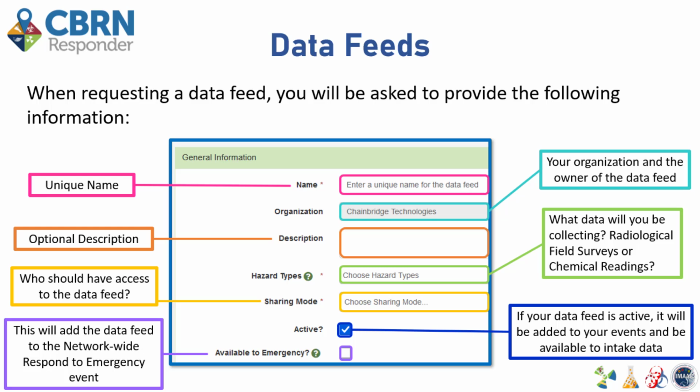You can set your sharing mode, and by default, we check it off as active, which means it will be added to your events by default. So anytime an event is created, it will be added. And then available to emergency: this is where, if there is an emergency response event that's activated, will you allow your data feed to be added to that event? So that's that network-wide emergency event. Some organizations choose not to, just because again, it is their data that they own, but that's up to you.